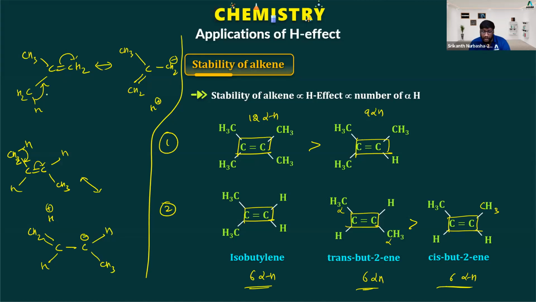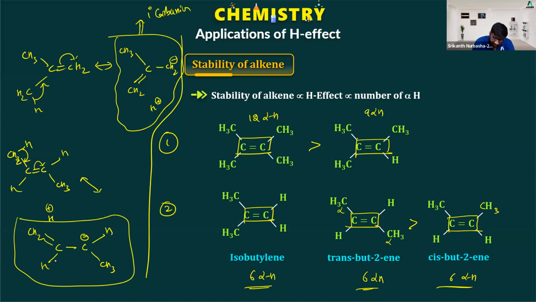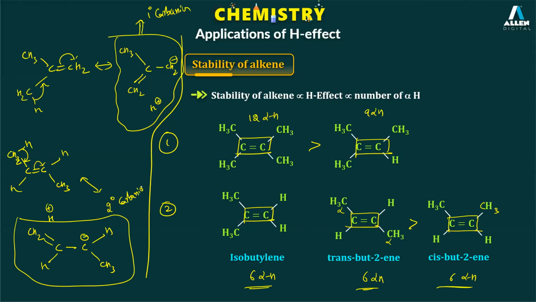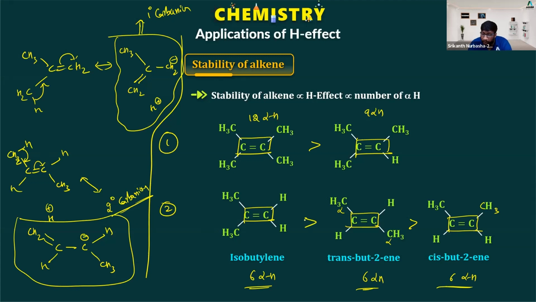So when you try to write the hyperconjugative resonating structure for the isobutylene, what type of carbanion are you resulting in? It is a primary carbanion. If you try to write the hyperconjugative structure in the trans-butene, what type of carbanion are you resulting in? It is a secondary carbanion, which is more stable. A secondary carbanion is more stable than a primary carbanion. So isobutylene is going to be less stable.